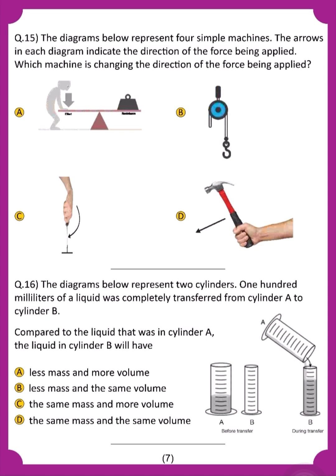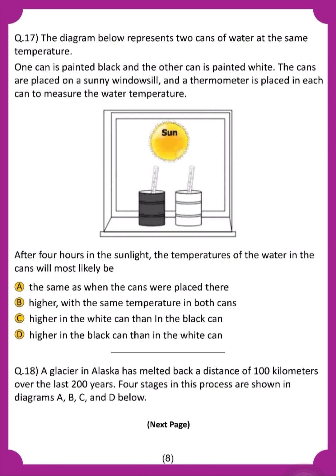100 millilitres of a liquid was completely transferred from cylinder A to cylinder B. Compared to the liquid that was in cylinder A, the liquid in cylinder B will have... Now you have to give a different option. Option number D is the correct one. The same mass and the same volume is the correct answer.